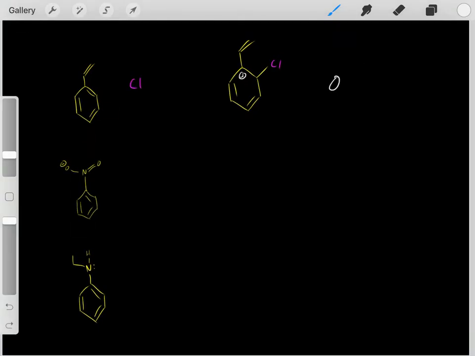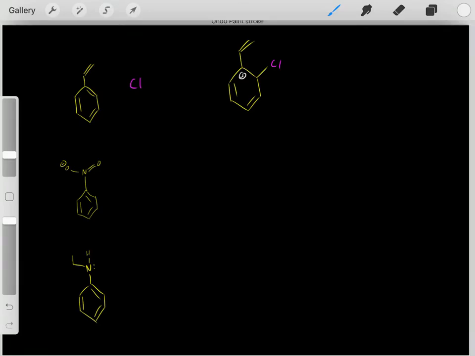So that's always the first step I do. So now I know this is an electron donating group. But now, let's do this example.